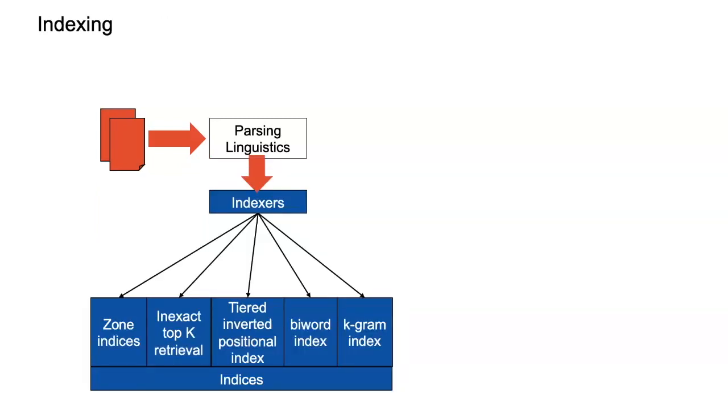Then you index. We've seen a lot of indices: the standard inverted index, the permuterm indices, the positional indices, the byword indices, keyword indices, the augmented indices with the TF-IDFs, and so on. When you build a system, you don't have to choose one, you just do plenty. You could have several indices: zone indices, inexact top K, tiered inverted positional index, byword, K-gram, and so on. Which indices you pick is whatever you want, but typically several of them, and then you build them.